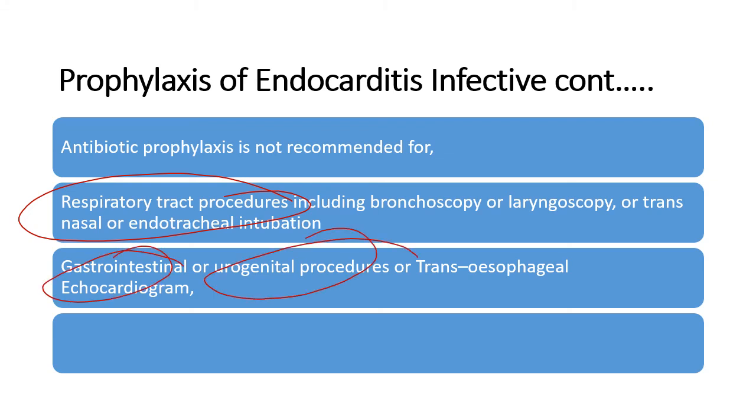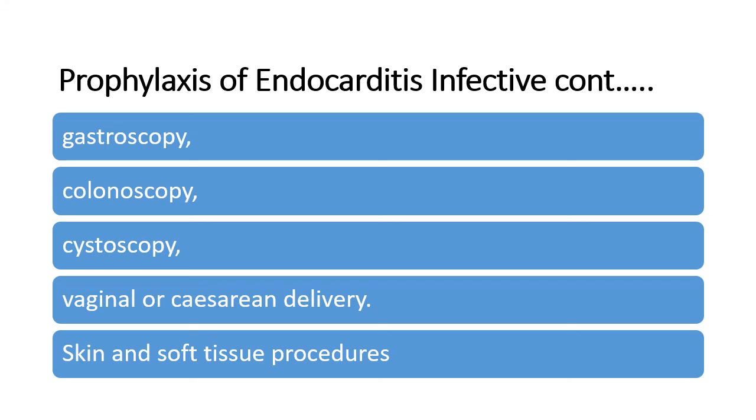GIT, urology, and transesophageal echocardiogram, we don't give prophylactic antibiotics to these patients. Also gastroscopy, colonoscopy, cystoscopy. Of course, gastroscopy is an endoscopic procedure to visualize the stomach. Colonoscopy, an endoscopic procedure to visualize the colon. Cystoscopy, an endoscopic procedure to visualize the urinary bladder, vaginal or cesarean section, as well as skin and soft tissue procedures. We don't give antibiotic prophylaxis for infective endocarditis.